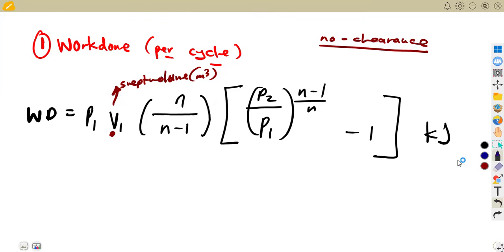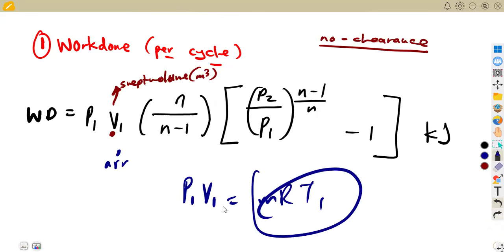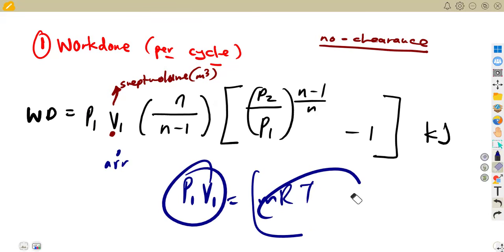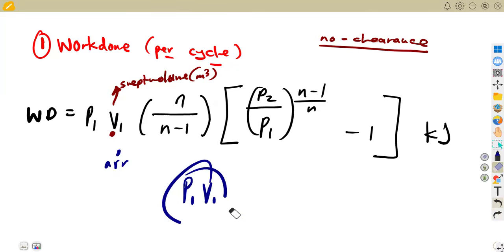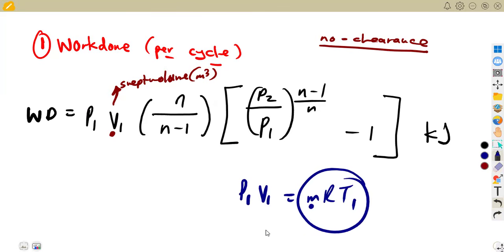But remember, guys, if you're dealing with gases, this is an air compressor and we are dealing with air. With gases, P1 V1 is equal to mRT1. We saw that when we were dealing with gases, isn't it? So if we are saying P1 V1, we can also manipulate the same formula and write it in terms of what we understand about gases, because we are dealing with air. Since P1 V1 is equal to mRT1, if we are given the mass, we can use that same formula.